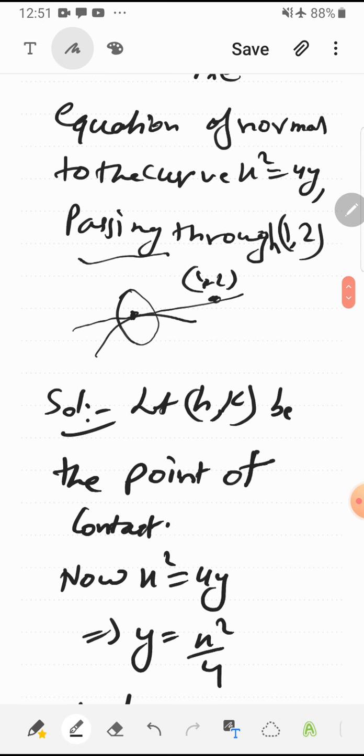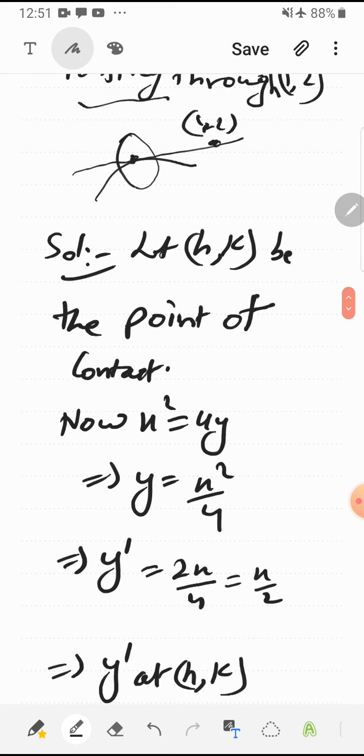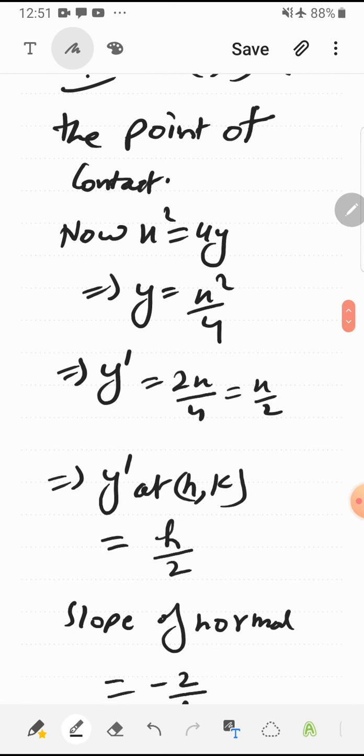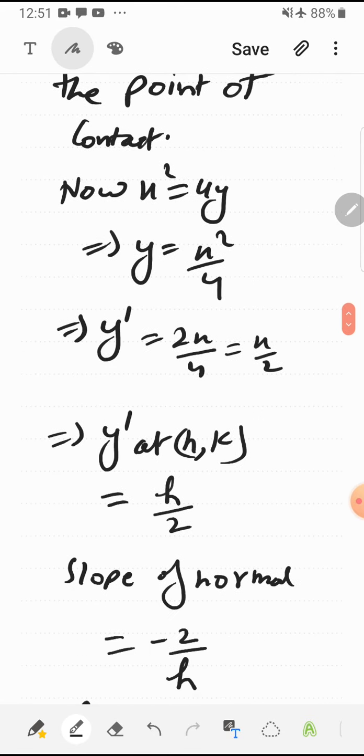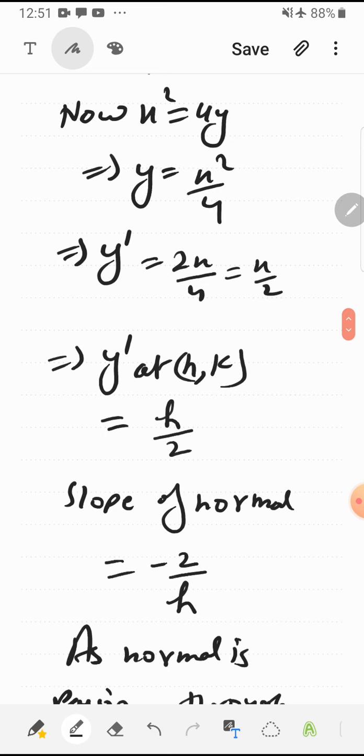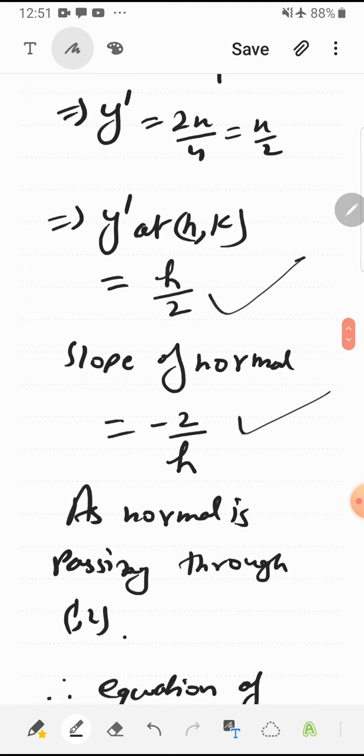So let h comma k be the point of contact. Now x square equals 4y, that means y equals x square by 4. After differentiation, y dash equals x by 2, and at h comma k, y dash is h by 2. So this is the slope of tangent, and the slope of normal will be the negative reciprocal because we have to find the equation of normal. So minus 2 by h.